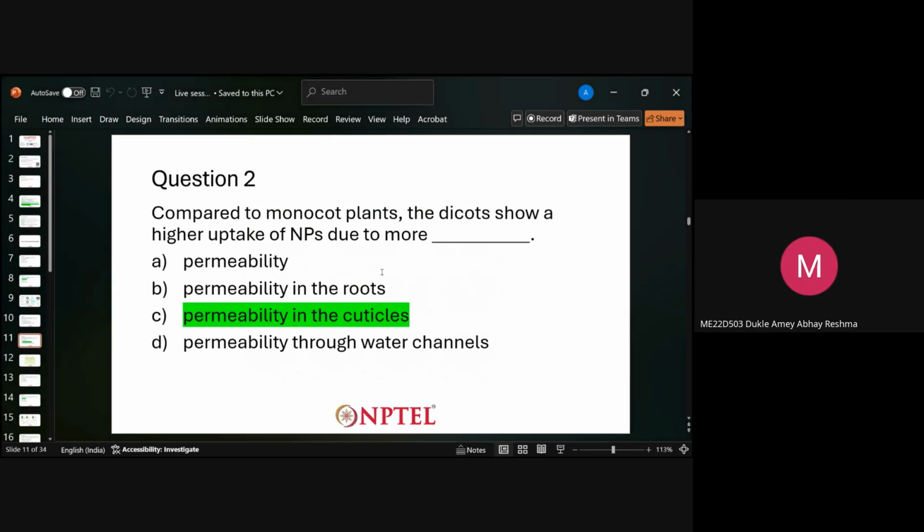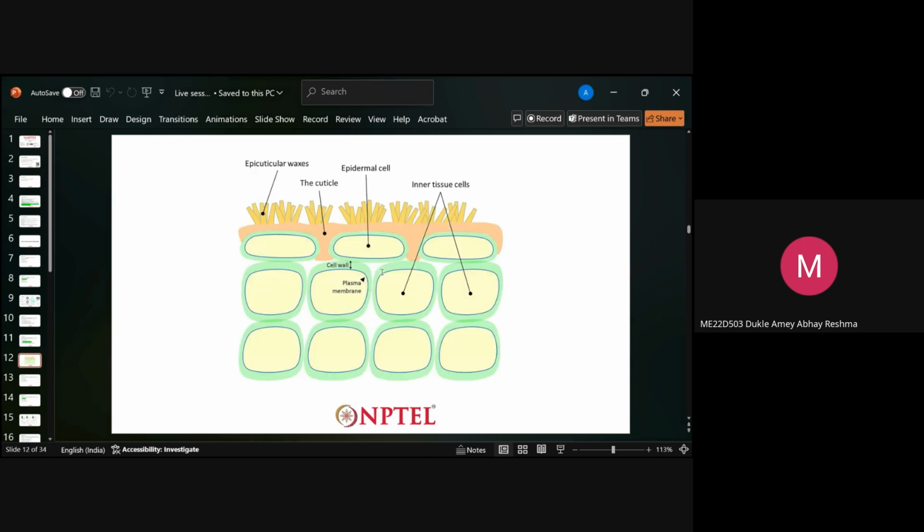So that is why the answer is permeability of the cuticle. You can see here the various structures and how permeable they are. So basically, you can see that the cuticle has the highest permeability.